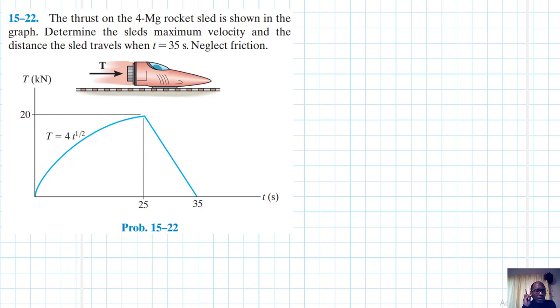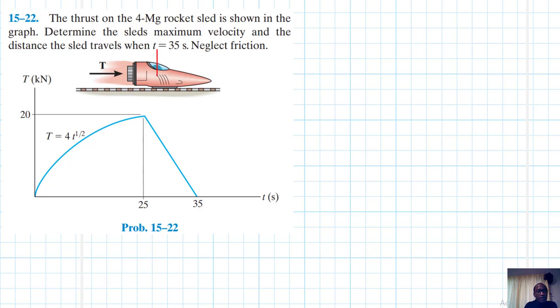The problem reads, the thrust on the 4 megagram rocket sled is shown in the graph. Determine the sled's maximum velocity and the distance the sled travels when t is equal to 35 seconds. Neglect friction. This problem is coming from Engineering Mechanics: Dynamics, 14th edition by R.C. Hibbeler.